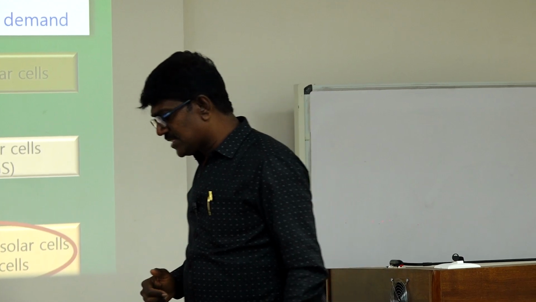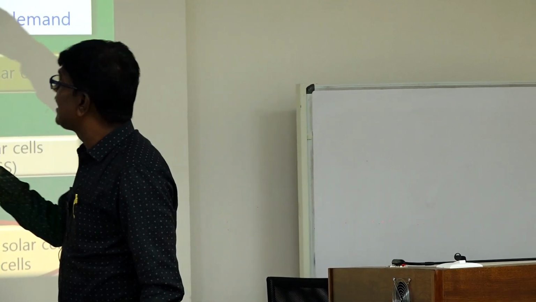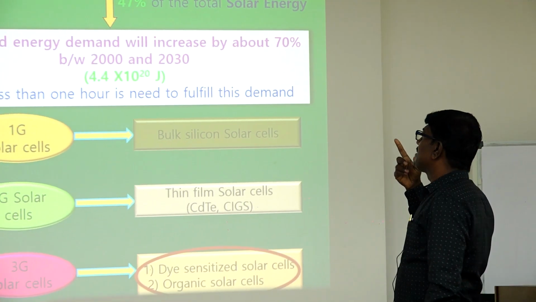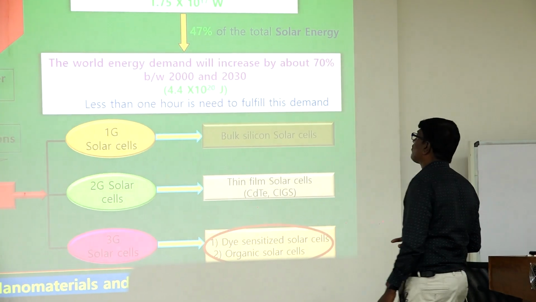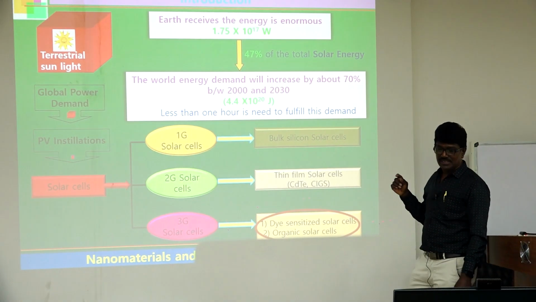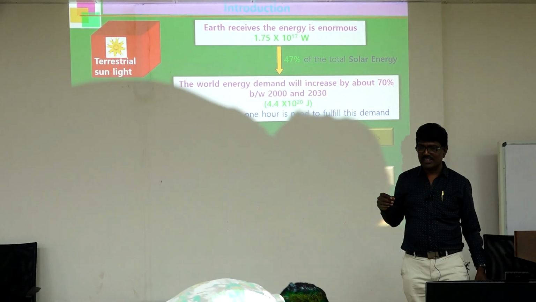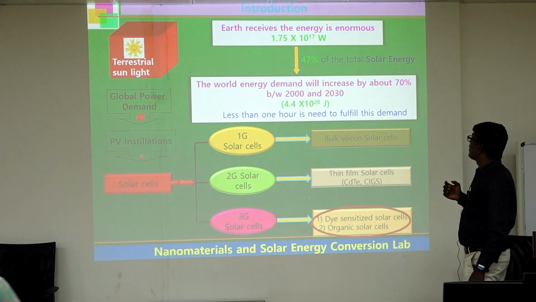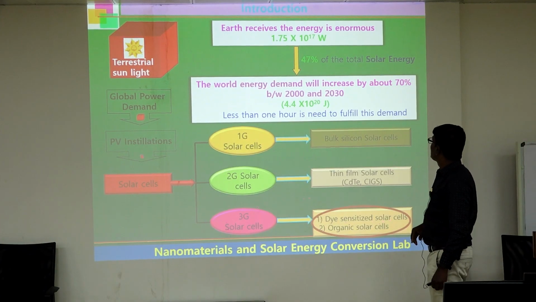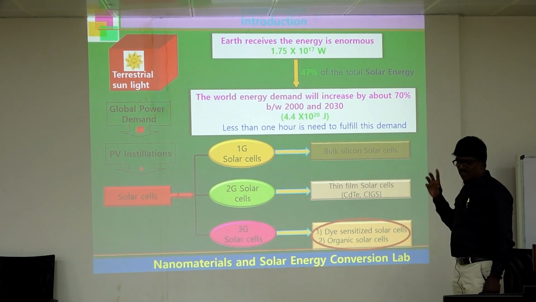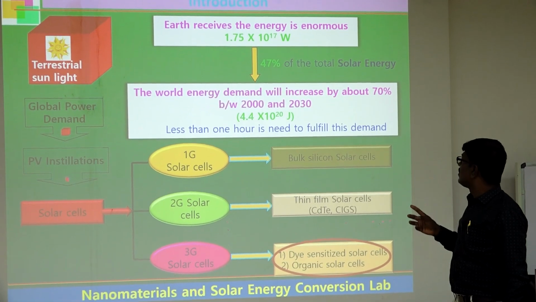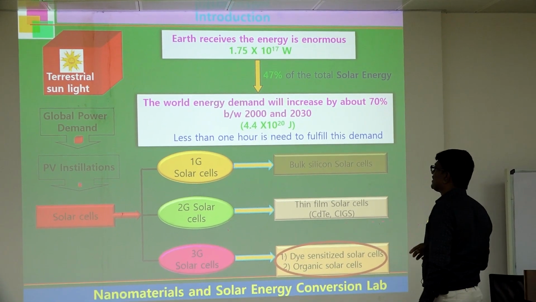Now we talk about sunlight, and how much energy the earth receives. The energy the earth receives is enormous: 1.75 × 10^17 watts. That's the energy we receive, 1.75 × 10^17 watts, of which 47% is solar energy.